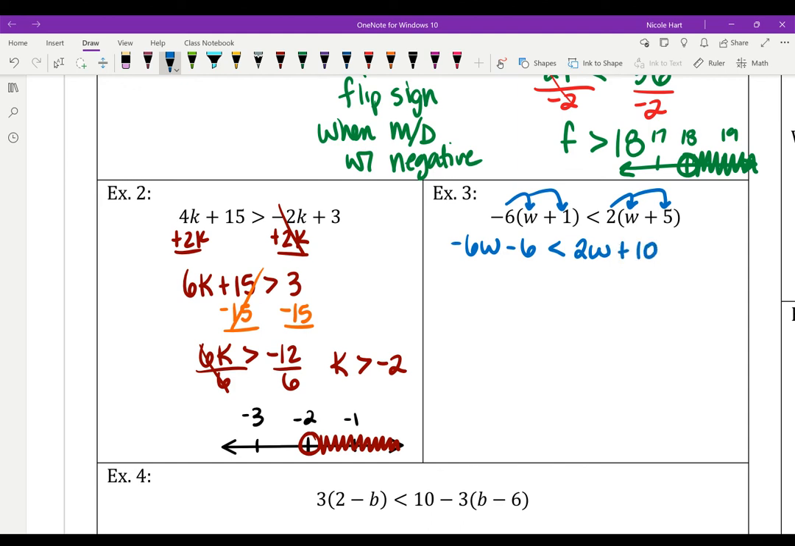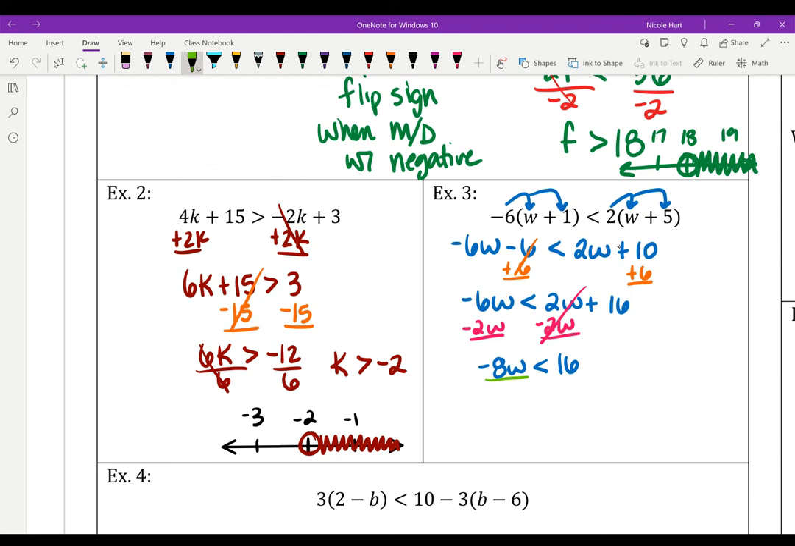Here, again, we're going to undo addition and subtraction. To try to get w on one side by itself, I'm going to add that 6 to both sides. So we have negative 6w is less than 2w plus 16. Then I am going to move the 2w using subtraction. Negative 6w minus 2w gives us negative 8w is less than 16.